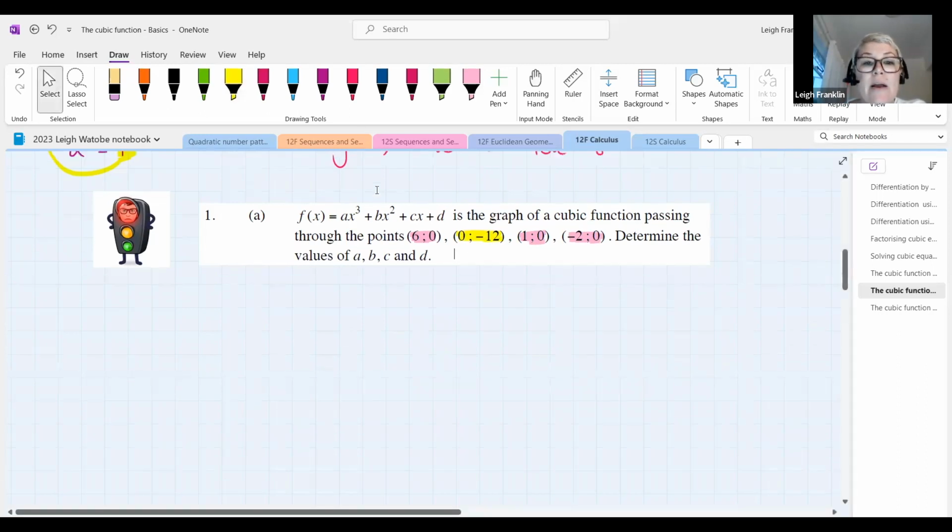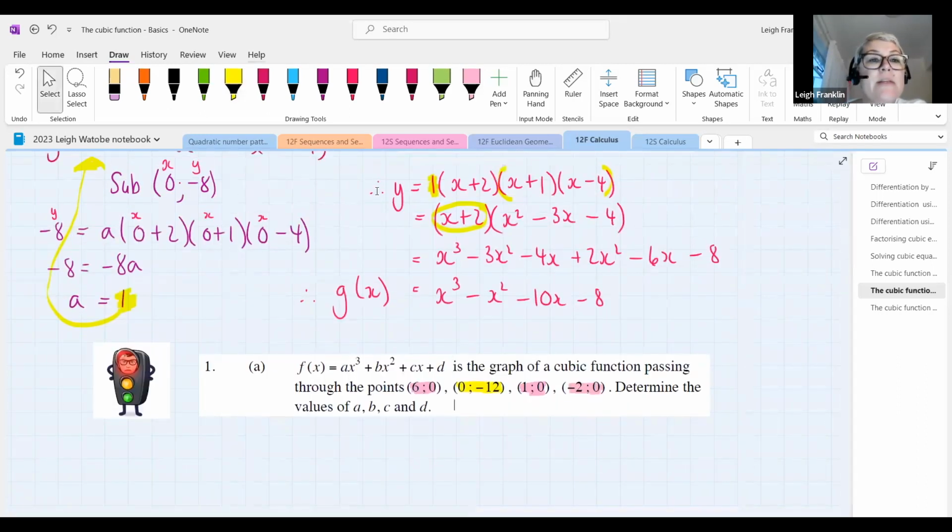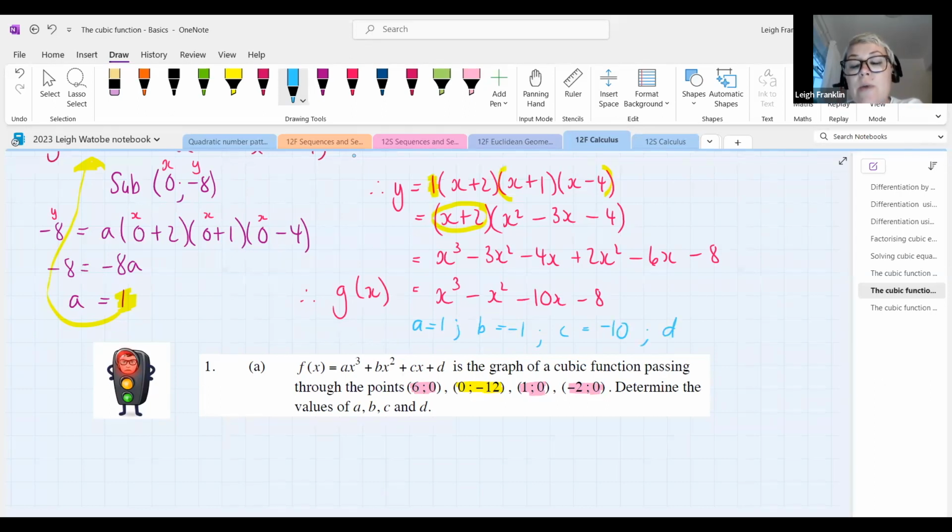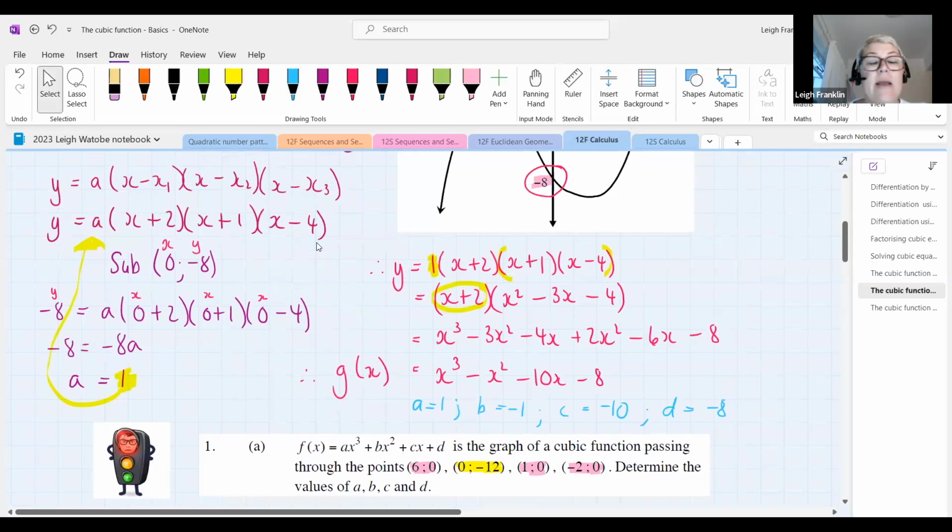Over here, if I wanted the values of A, B, and C, I would say that A was equal to 1, B was equal to negative 1, and C was negative 10. And of course, D, we had already agreed on, that was equal to negative 8. So you guys are going to try 1A in exactly the same way. Give it a go.